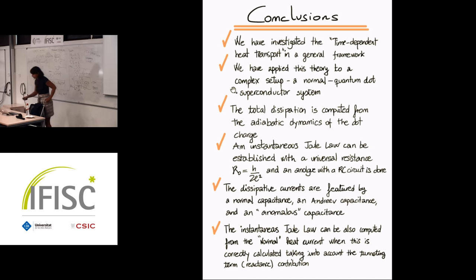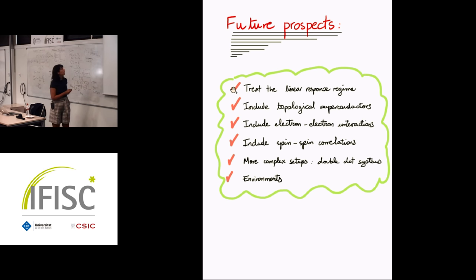And finally, the future projects that can be continued or extended from here are, first, to treat the linear response regime of this setup, and also to include a topological superconductor. That is not very complicated because it's just to change the Green function of the problem to something a bit more involved, but it is not complicated from the theoretical point of view.